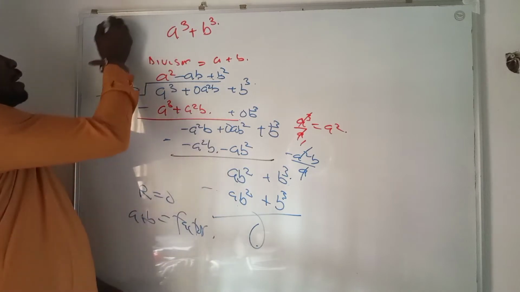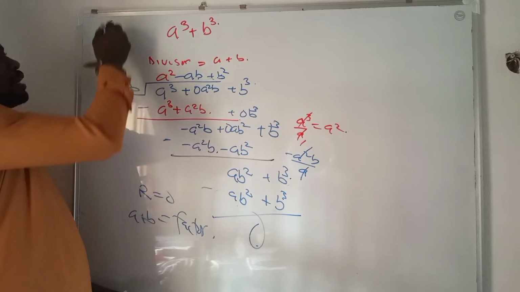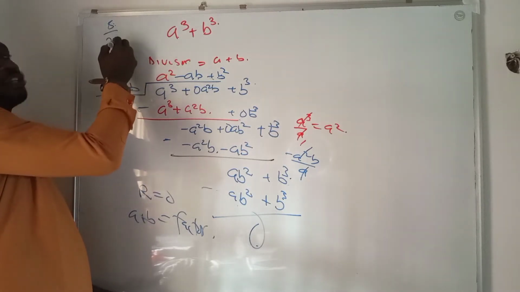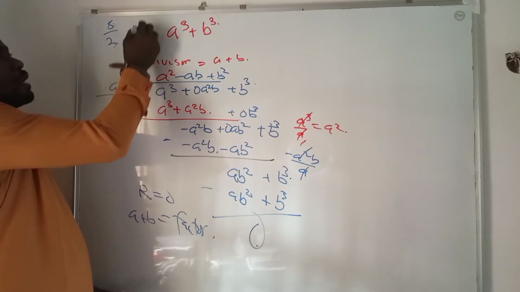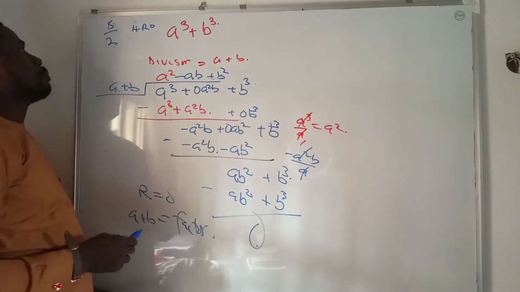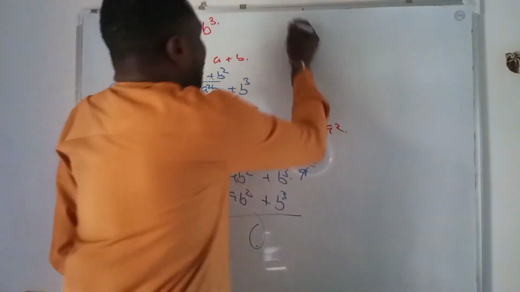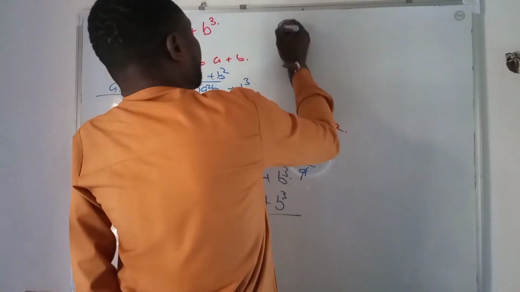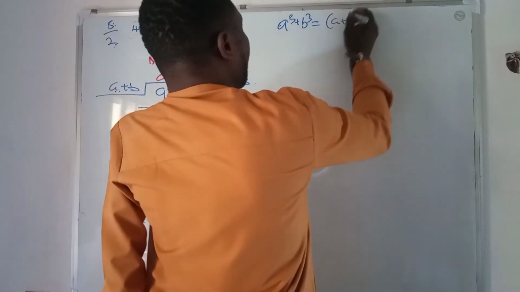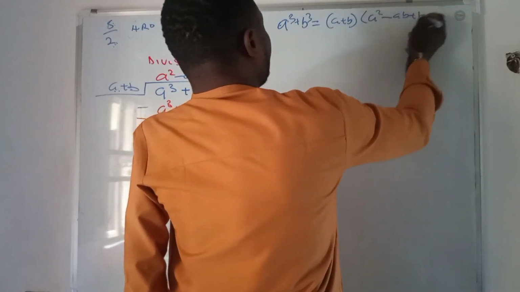This thing is like saying 8 divided by 2. If 8 is divided by 2, you know that the answer will be 4 remainder 0. Then this 4 is also a factor, which was a product of the division by 2. So at this point, we will now say that the factors: a cubed plus b cubed is equal to a plus b into a squared minus ab plus b squared.